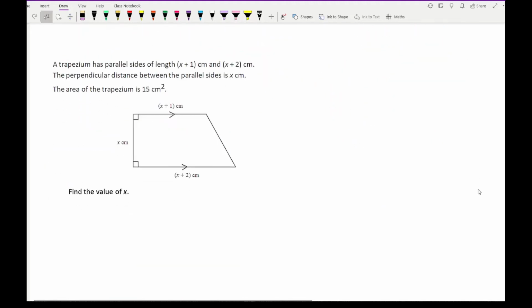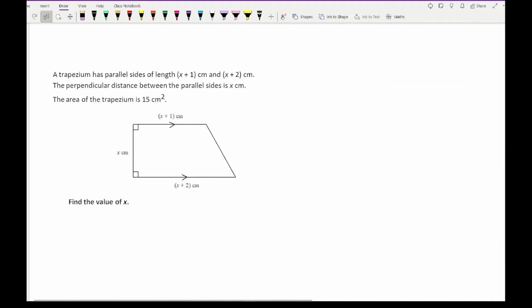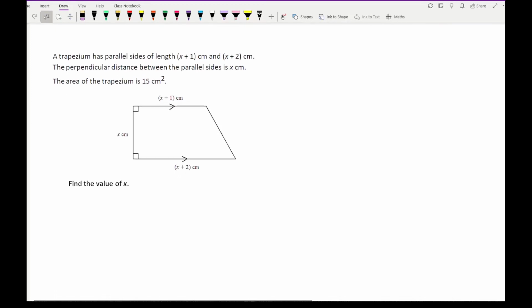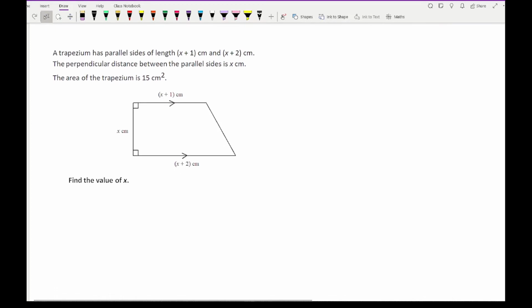So let's have a look at this next question then. With this next question, it says that a trapezium has parallel sides of x plus 1 and x plus 2. The perpendicular distance between the parallel sides is x. The area of the trapezium is 15 centimeters squared.